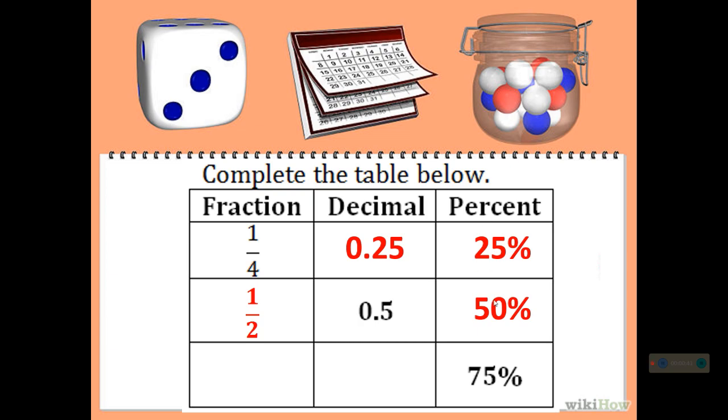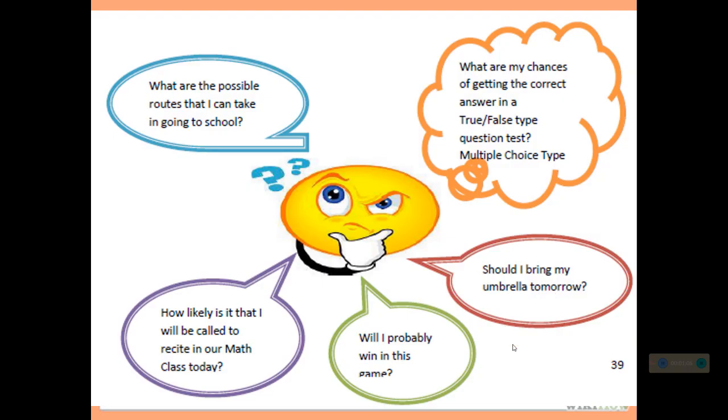Okay, next, we have here the last column, which has, on the row, 75%. So what is the fraction form of this? Correct, we have 3/4. And the decimal form of this is 0.75. Okay, so this table will be used in our discussion later. Let's have the next slide.